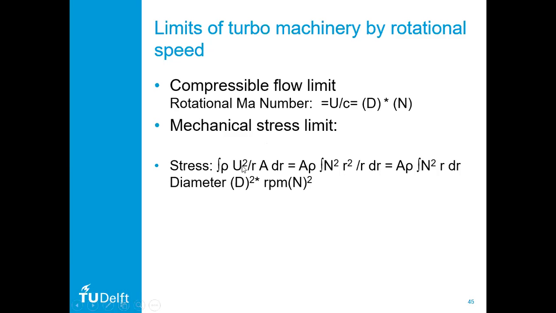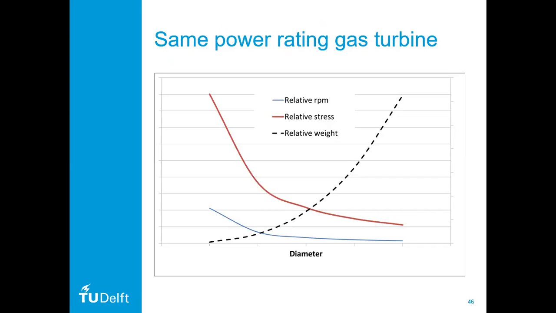You see the mechanical stress is really related to the rotational situation, so the centrifugal forces. If you work out these centrifugal forces, you can see that the stresses scale with D squared N squared. So if you have the same diameter and you rotate twice as fast, your stresses go 4 times as high.